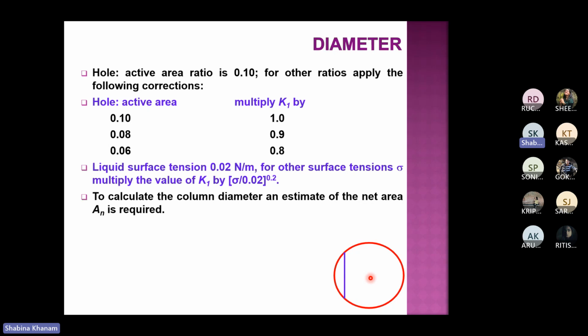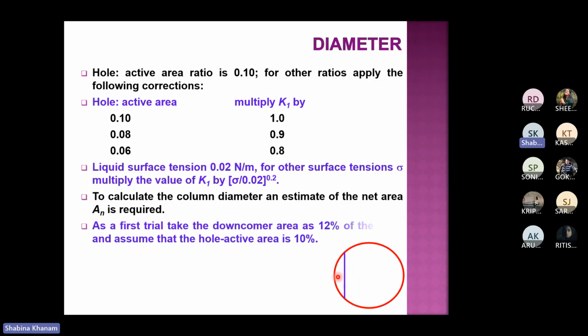Now if I ask you how you can calculate the column diameter or column area: column area includes net area as well as downcomer area. So the next step is we need to fix the downcomer area percentage. Usually it can be increased up to 15%, but 12% is a reasonable value to start with, so we will consider 12% of the column area as downcomer area.